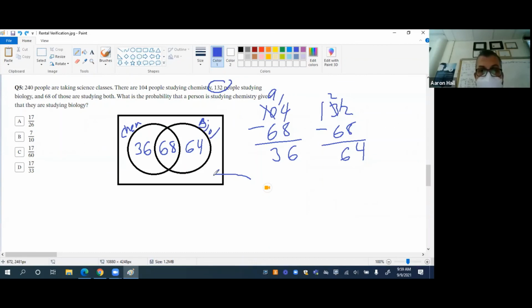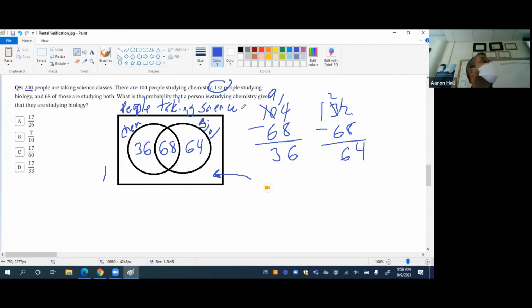Is it possible to have something out here? Yeah, so here it says 240 people are taking science. So my universal set is people taking science. All of this is people taking science. What science is not chemistry or biology?